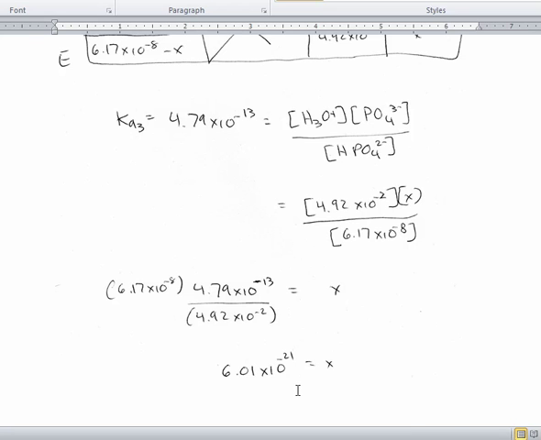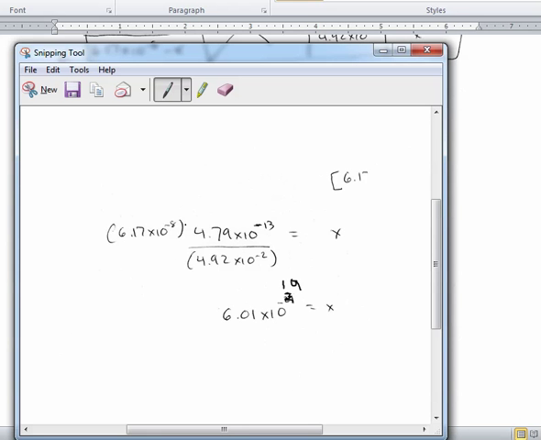Let me just double check that. Yeah, my original answer didn't quite make sense. Minus 8 plus minus 13 would be negative. When we add these two, that would be minus 21. And minus 21 divided by a power of minus 2 would be a power of minus 19. So 6.01 times 10 to the minus 19 is what I get as my final concentration of phosphate.